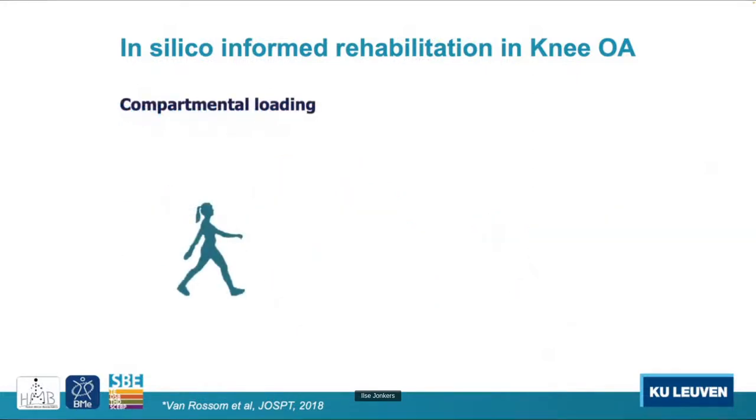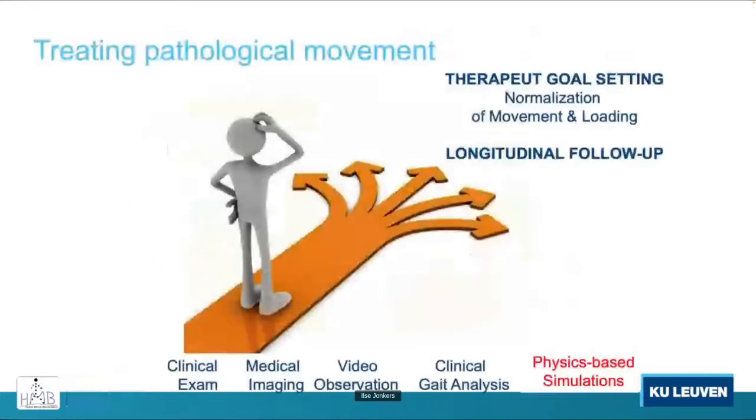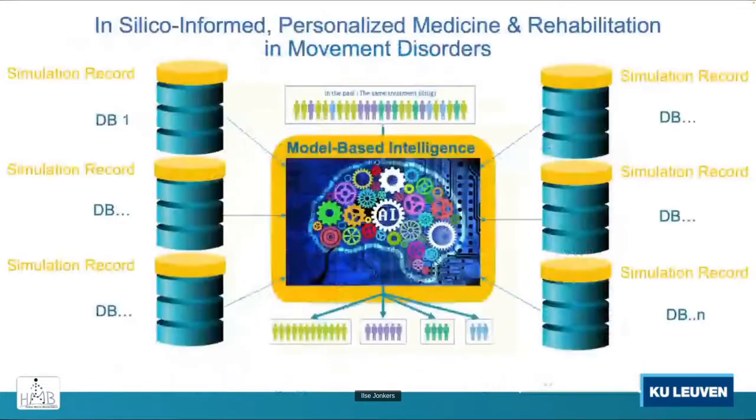Likewise, we were able to identify exercises that loaded more the medial or the lateral condyle, which allows us to tailor exercise programs for patients with either medial or lateral OA involvement. These are some examples of our work that show that in the orthopedic treatment of musculoskeletal conditions, physics-based simulations can be useful in providing additional insights relevant to the clinical decision-making process.